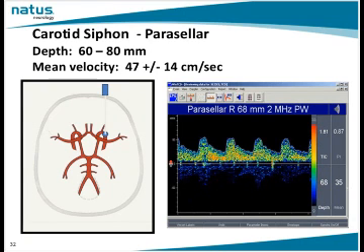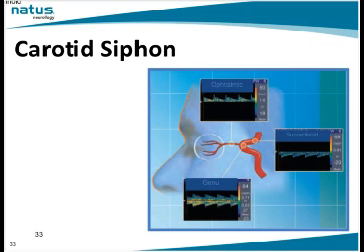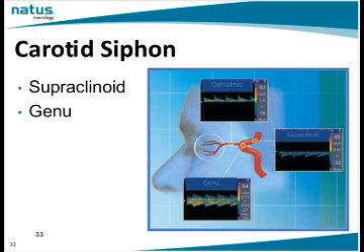Typical mean velocities are 47 plus or minus 14, and you notice here that your pulsatility index is back down within a normal range of 0.8 to 1.2. This is the paracellular portion of the carotid siphon. Let's show you where that is. So the paracellular is the one with the flow coming toward the transducer. The supraclinoid is right here with flow going away from the transducer.